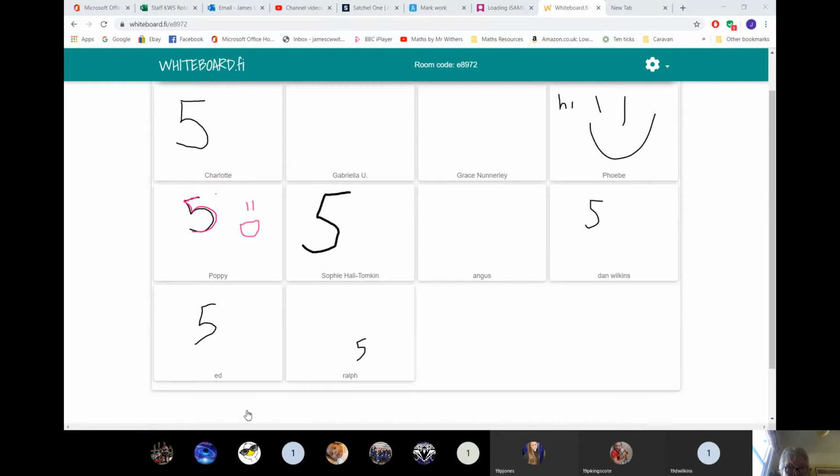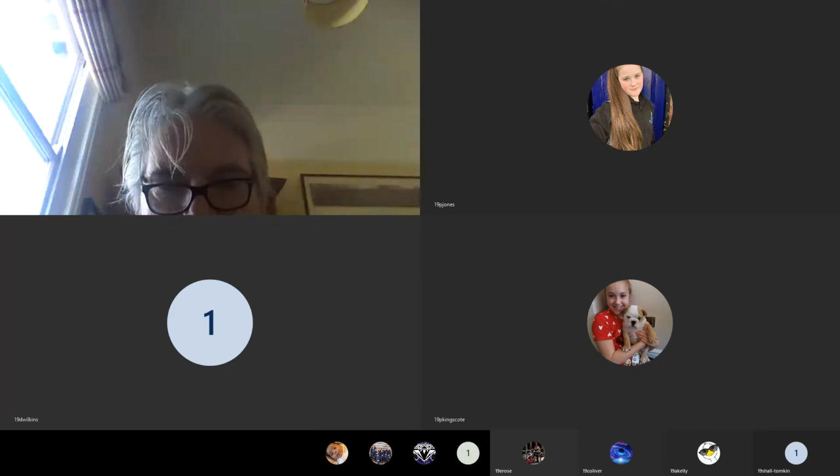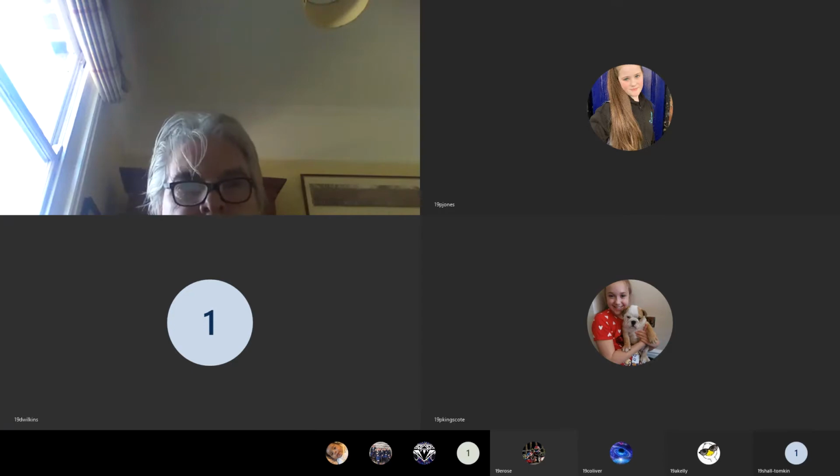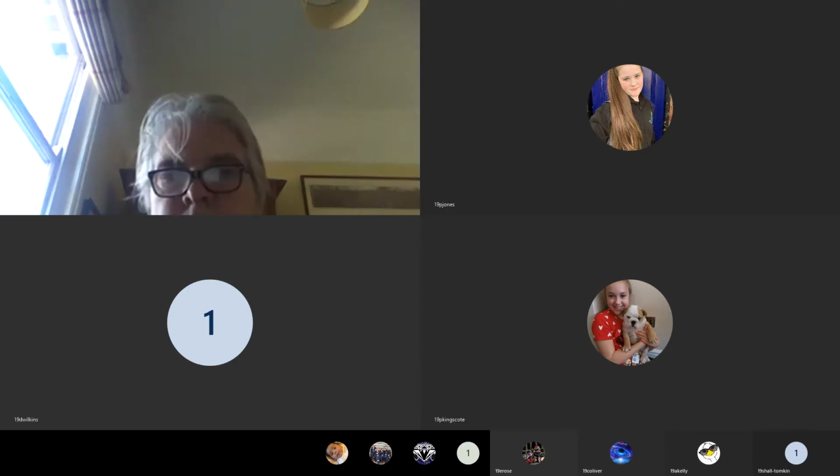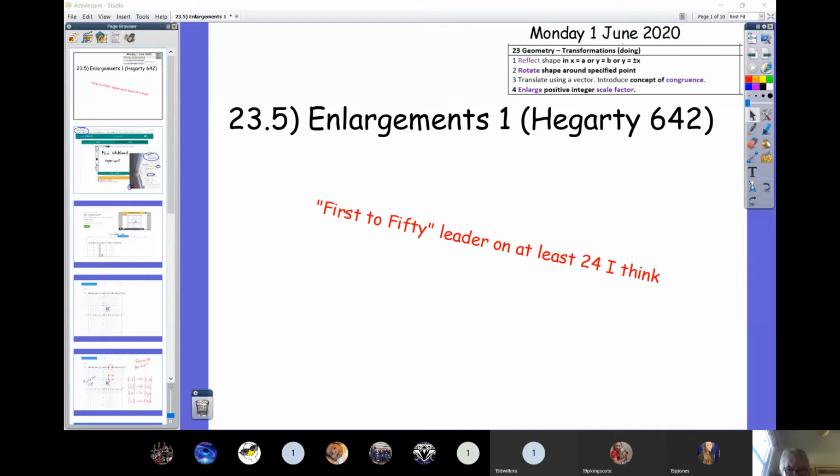So I'm going to go across to... right, that's not the right screen. To enlargements, that and that. Good. So please could somebody confirm that you think you can see it saying enlargements 1 on the screen?